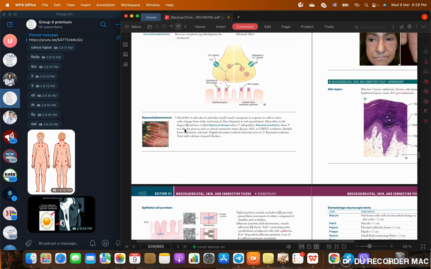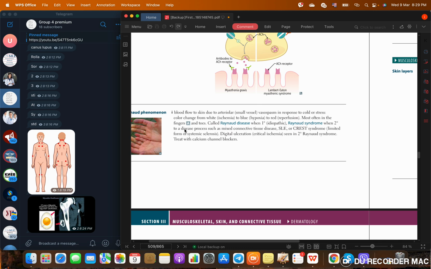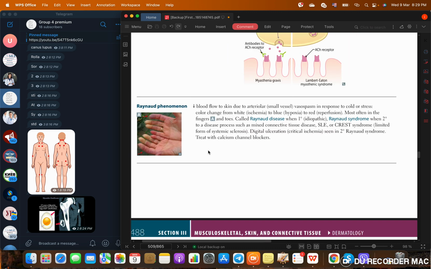Raynaud phenomenon is a decreased blood flow to the skin due to an arteriolar vasospasm in response to cold or stress. So it's genetically associated, okay?